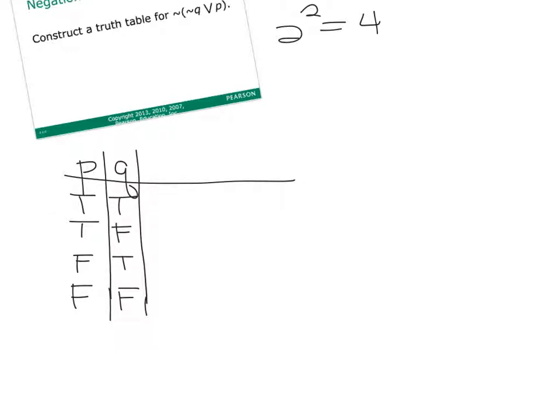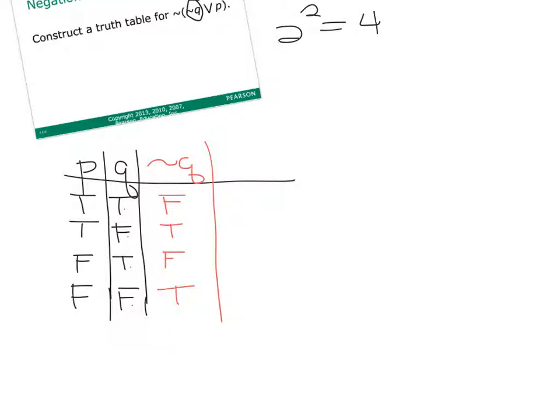You want to get what's done in the parentheses first. So the first thing I'm going to do is figure out what my negation of Q is. Okay, so the negation of Q is just going to be the Q column reversed. So instead of true, I'll put false. Instead of false, true. Instead of true, false. Instead of false, true. And I have my negation of Q.